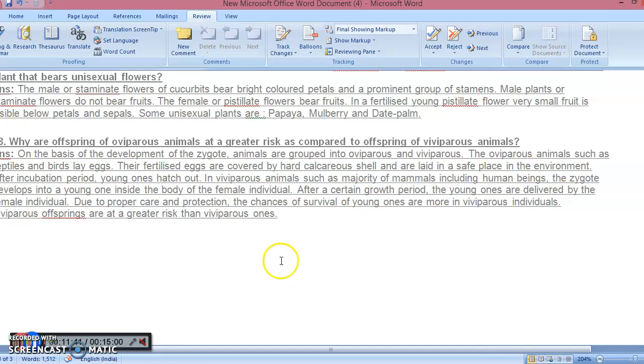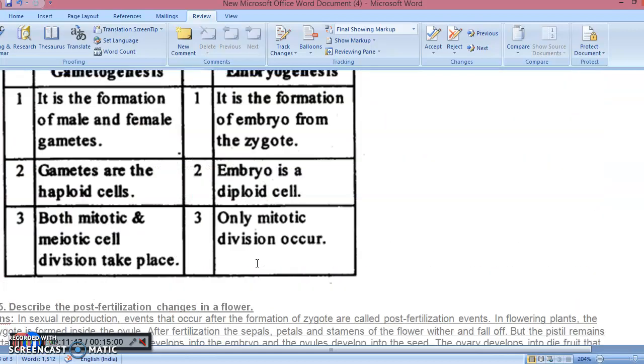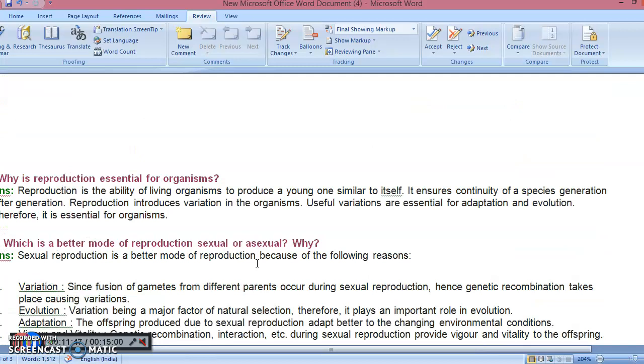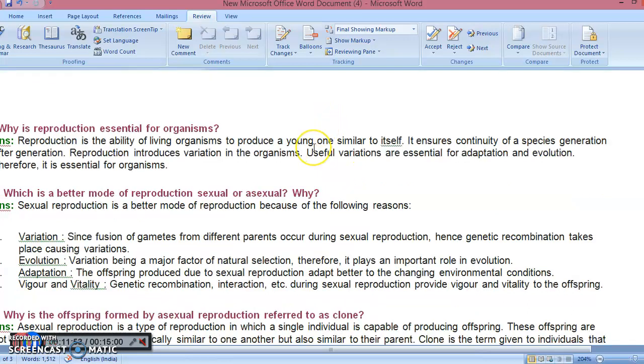Clear, children? So that's about the textbook questions. Read the textbook thoroughly and try to find answers for these questions. Okay, children, study well. Tomorrow let's start the new lesson, sexual reproduction in flowering plants. Okay, thank you.